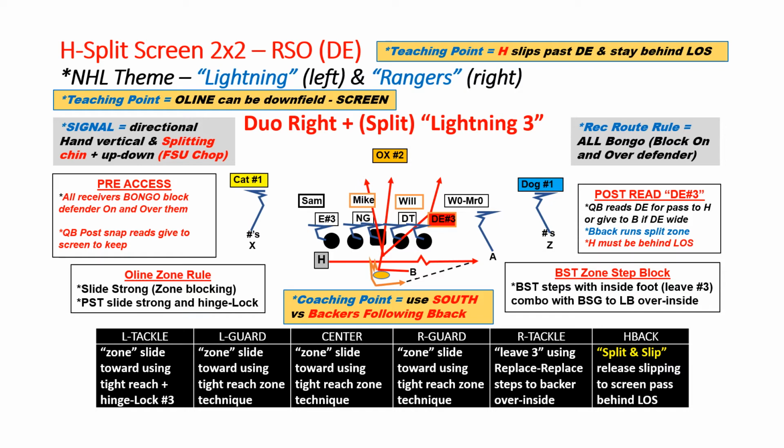But if he comes down the line on the back, now he's going to pull the ball and throw a short, essentially bubble screen to the H, going to the right. So this would still be lightning. Now we like to say the number of the defender we're reading post snap. In this case, we're saying that the D end is number 3. The verbal cue would be lightning 3, split screen.